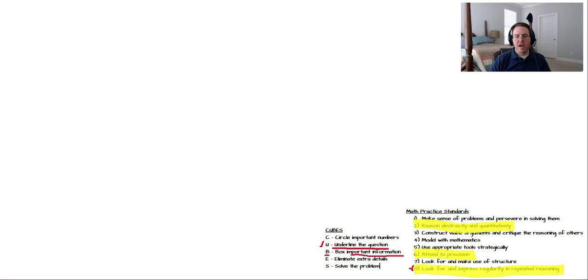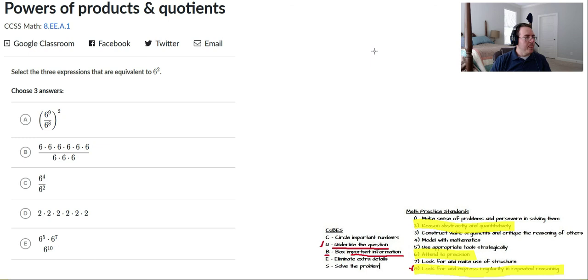Okay, so I got what I wanted. I got a different style of question. Okay, here we go. Last one of the day for today's preview lesson. That's not much of a preview lesson if I'm posting it after class, but that's just thanks to editing and posting time. Okay, powers of products and quotients.